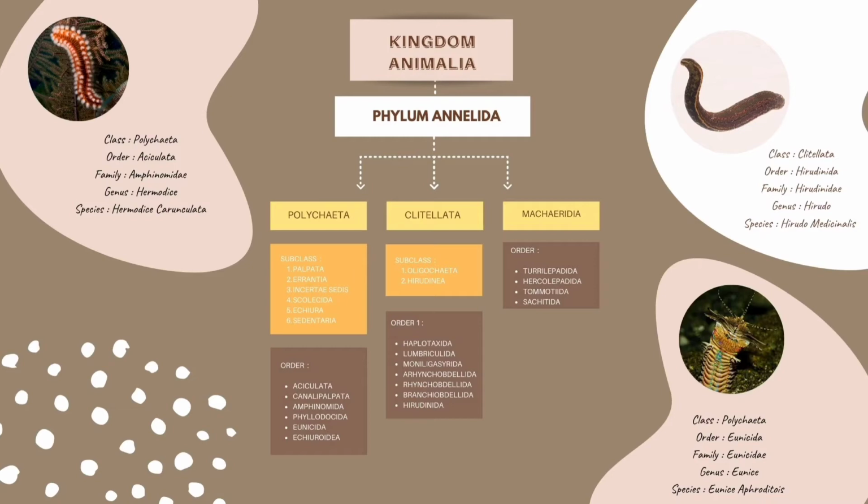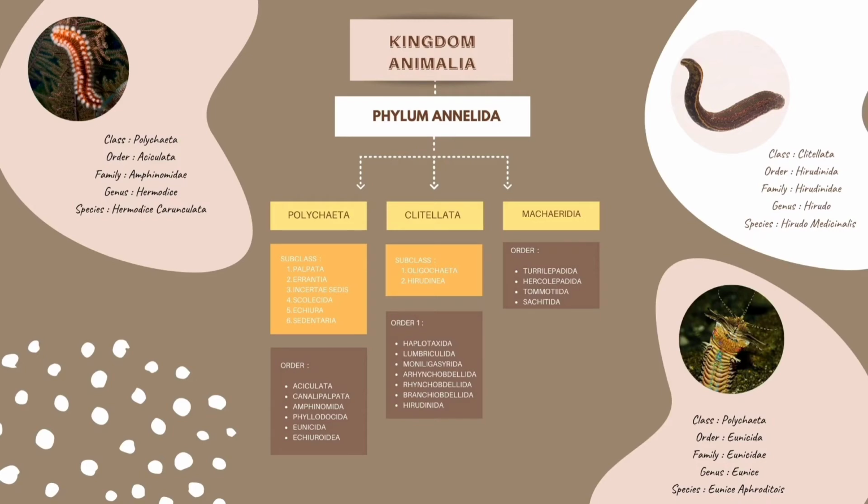Okay, the next class is Clitellata. Clitellata contains two subclasses. The first one is Oligochaeta and the second one is Hirudinea. For the first subclass, which is Oligochaeta, oligo means few and chaeta means hair. Oligochaeta includes earthworms. They are mostly freshwater and terrestrial organisms. The body is segmented metamerically, and examples for Oligochaeta are Pheretima and Tubifex.